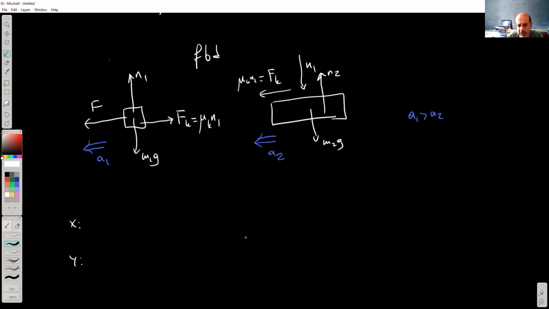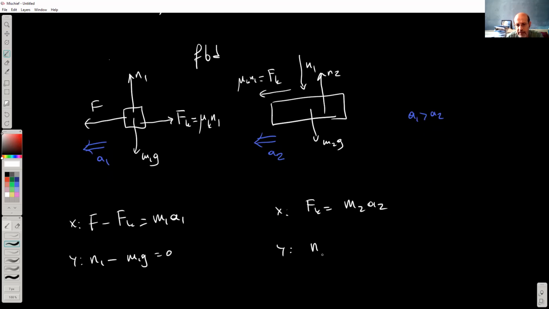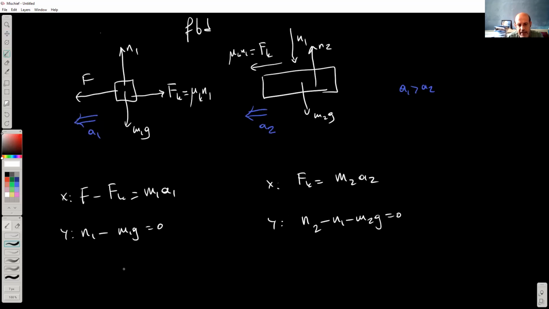Again, along the x direction, we have F minus Fk is equal to m1a1. Along the y direction, whatever. Along the x direction, we have Fk is equal to m2 times a2. Along the y direction, we have n2 minus n1 minus m2g, that's equal to 0. What about the unknowns? Let me write this down. There is one other equation in here that Fk is equal to mu k times n1.